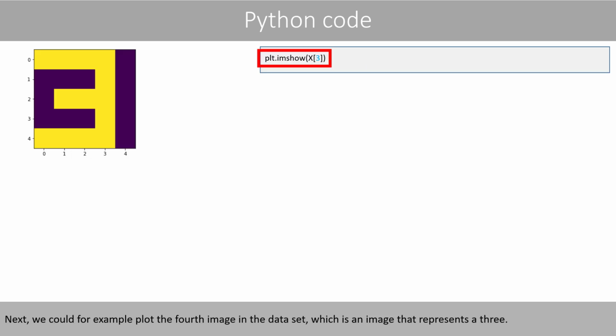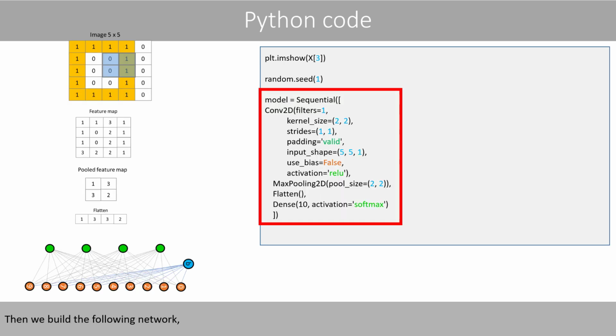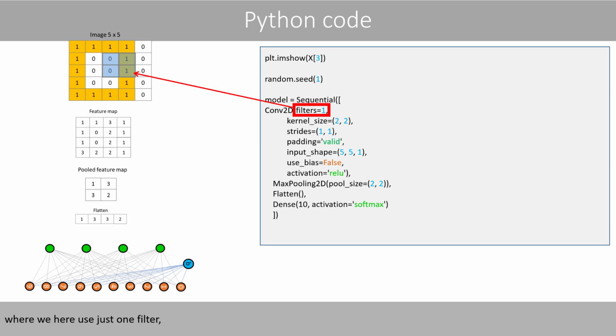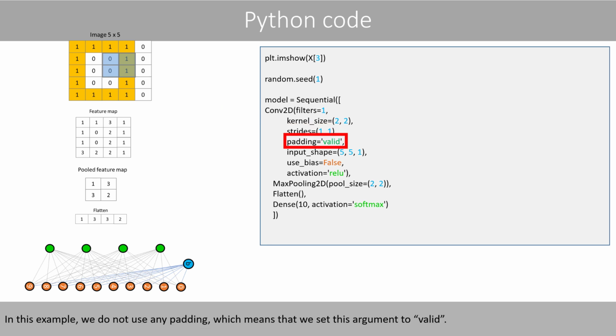Next, we could, for example, plot the 4th image in the dataset, which is an image that represents a 3. To get a similar output that I will show later on, you need to set the following seed. Then we build the following network. We will here use just one filter, with the size of 2 rows and 2 columns. Stride is here set to 1, which means that the filter moves only one step down when the filter is moved downwards, and one step to the right when the filter is moved to the right. In this example, we do not use any padding, which means that we set this argument to valid.